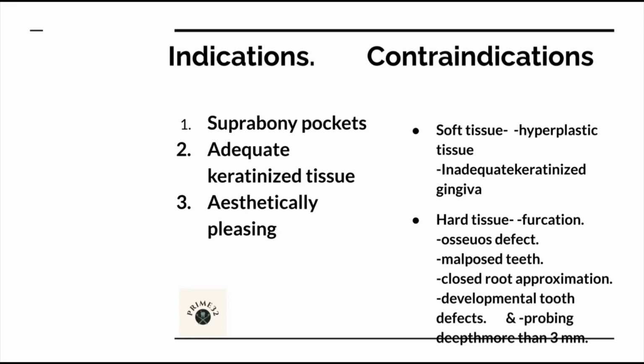In contraindications, we see soft tissue and hard tissue. Soft tissue: if there is hyperplastic tissue and inadequate keratinized gingiva. Hard tissue: if there is furcation, we don't do ENAP, then flap surgery is done.